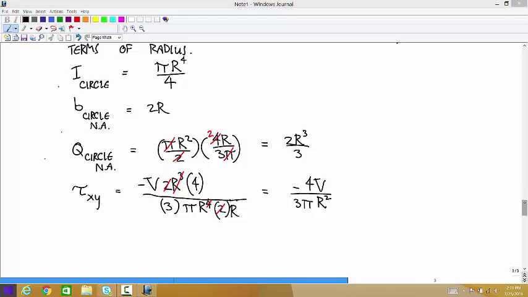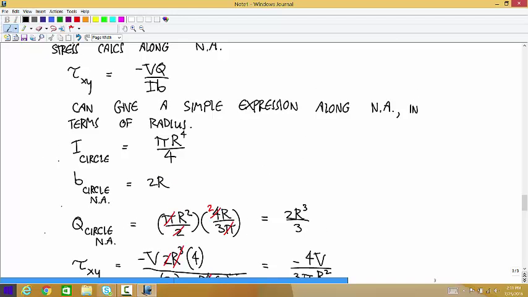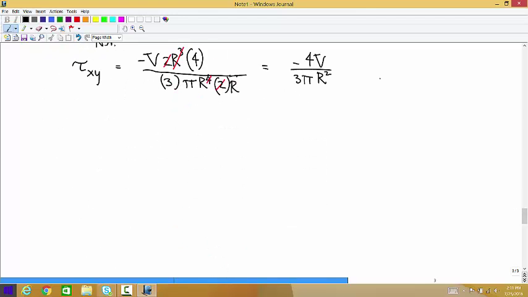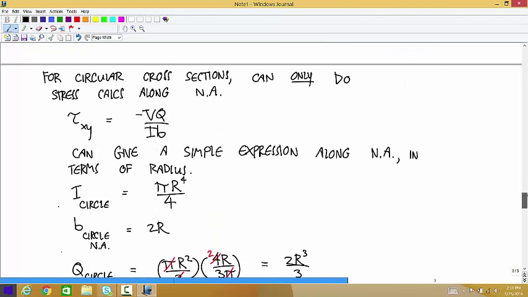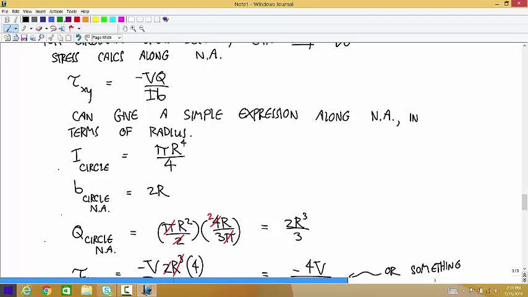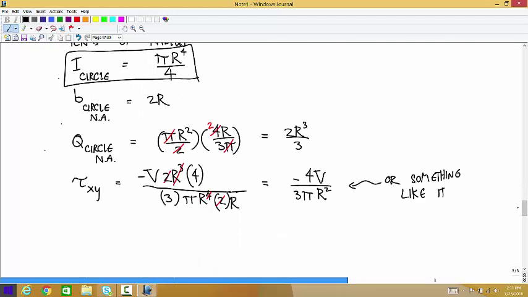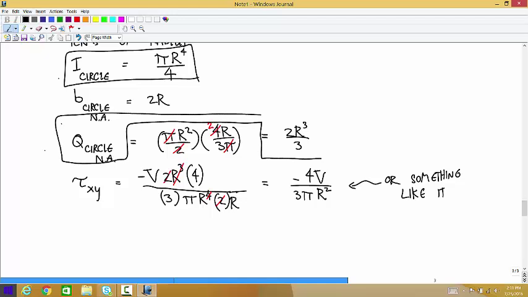Here are the things that I'll give you on tests, or something like it. So I'll give you the formula for the area moment of inertia and this formula for Q for a circle.